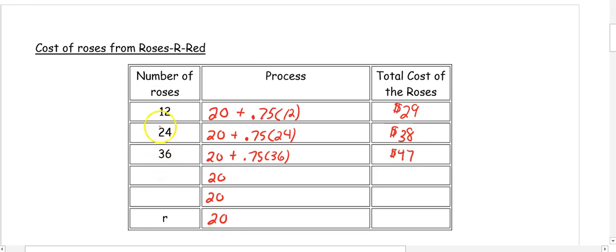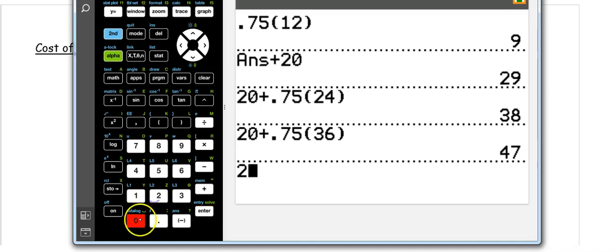Then if we keep going up by 12 roses, we're going to go to 48 roses and 60 roses. So we have 20 plus 0.75 times 48. So in our calculator, 20 plus 0.75 times 48.